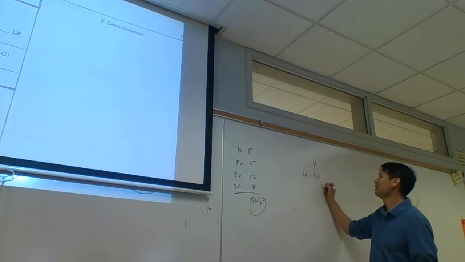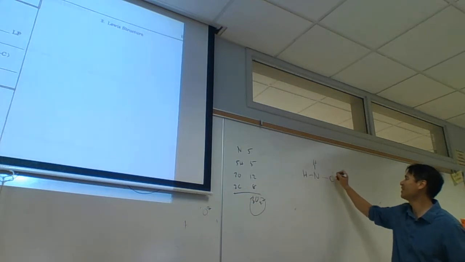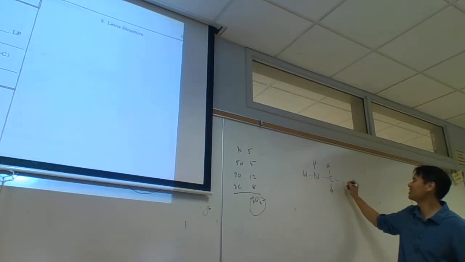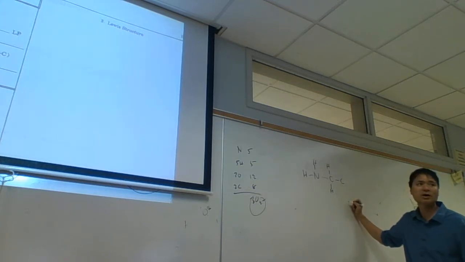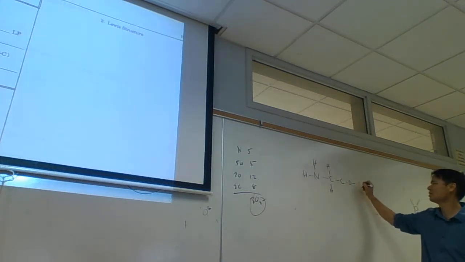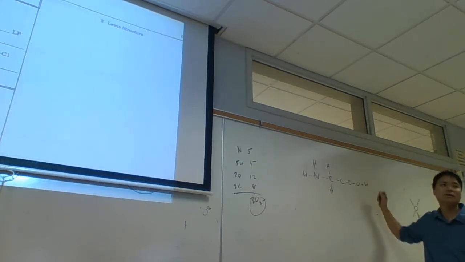2. And then that nitrogen is going to be bonded to a carbon. And this carbon is going to be bonded to 2 hydrogens. And this carbon is also going to be bonded to a carbon because carbon likes to form 4 bonds. And this carbon is going to be bonded to an oxygen. And this oxygen is going to be bonded to an oxygen. And that oxygen is going to be bonded to a hydrogen.